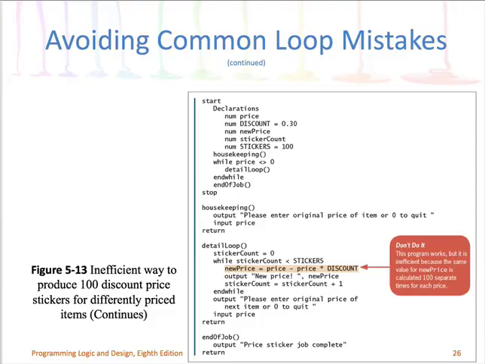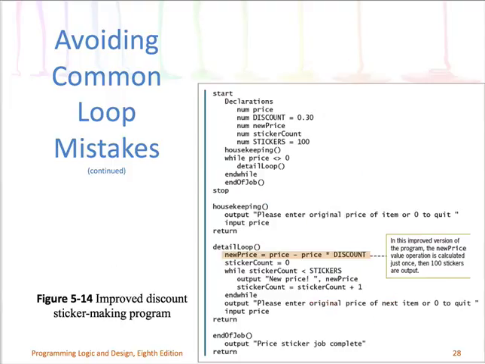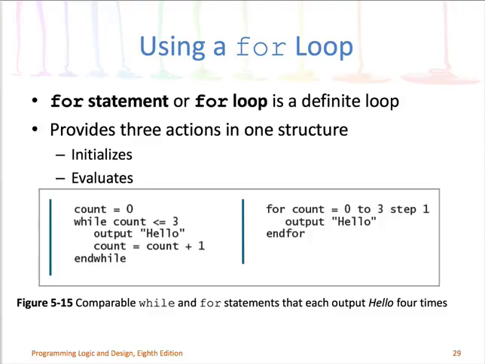And here it is in pseudocode. So what they've done here is they've made it a calculation at the top. Every time you come into the detail loop, you're going to need to calculate a new price, but then do the comparison and not do that over and over again every time you go through the loop. So here they're showing you the pseudocode of moving that out of the while loop and just making it part of the detail loop.